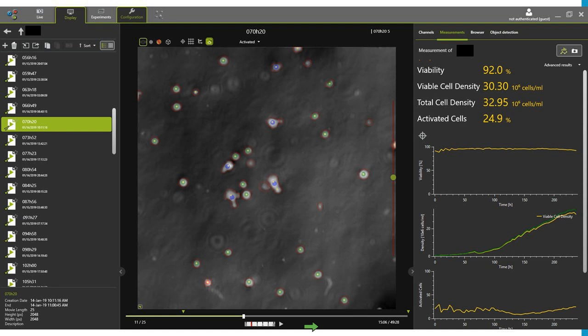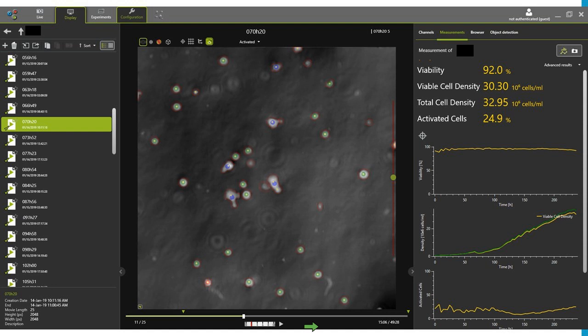So one process combines data points almost continuously, but in practice it means every 30 minutes the software will generate a new data point where you will get all your data of that specific data point. This can be viability, the viable cell density, the total cell density, the percentage of activated cells, like in this example. And then on top of that, we automatically generate the graphs that will represent how the culture is moving over time. So in this case, the viability goes up and the percentage of activated cells goes up.